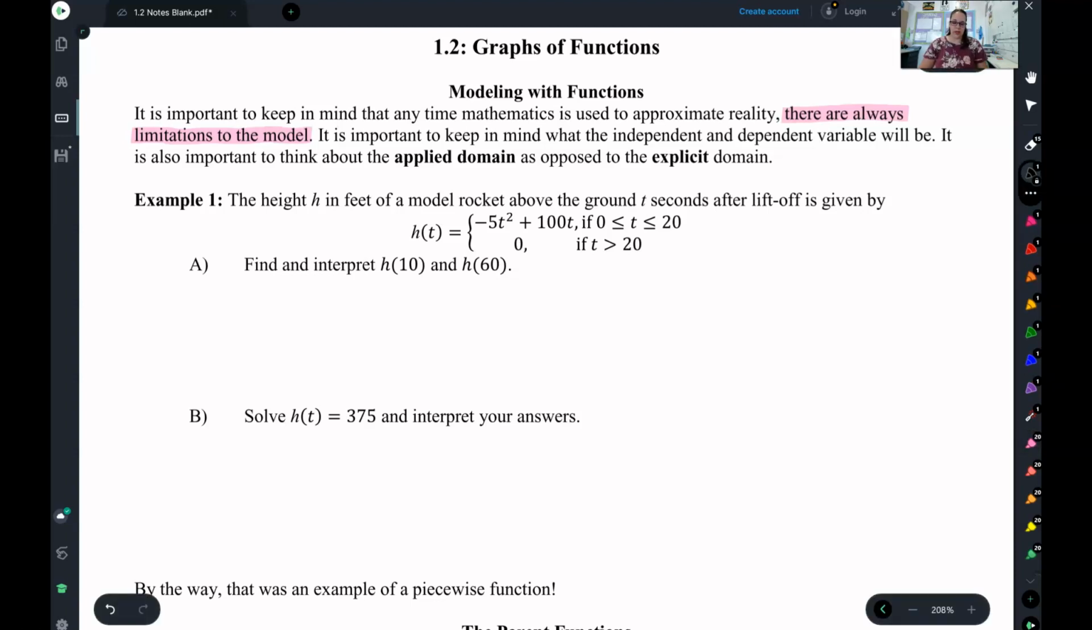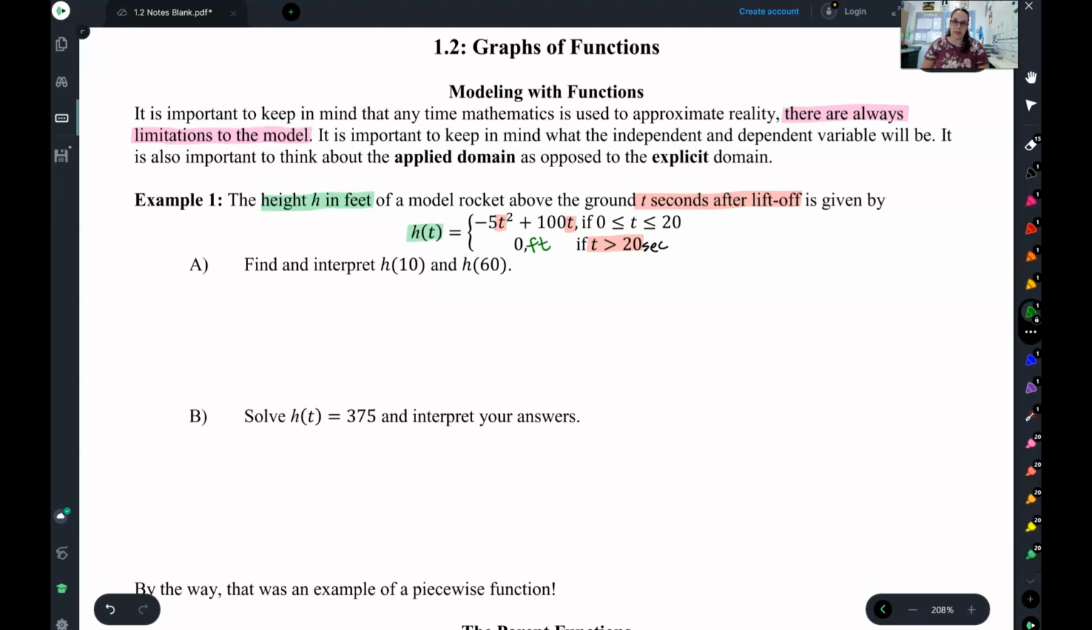So we're going to take this model right here. We have a rocket that's been shot off the ground. This is the height in feet, t seconds after liftoff. So that means our t right here is time. So however many seconds after liftoff, we plug that seconds into this equation, and that gives us the height of our rocket. Now you'll notice that when t is greater than 20 seconds, the height of our rocket is always 0 feet.